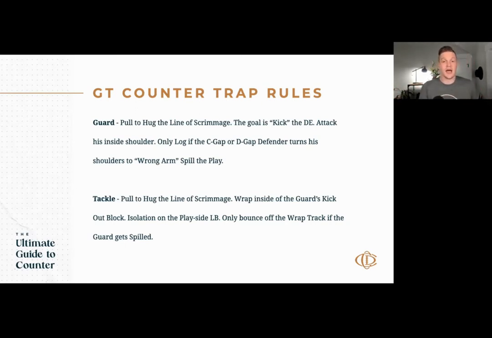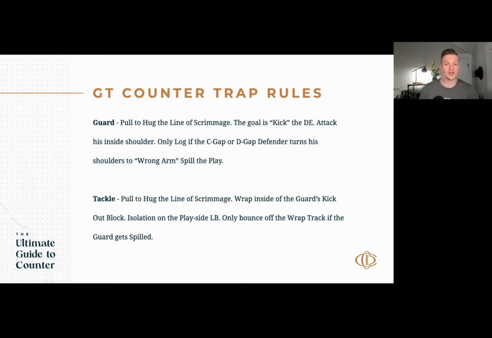So GT counter trap. Now, again, I'm all about clarity. I want to see a clear picture of how we're going to get things done when we're running counter. So if we call counter trap, the goal is to kick out that edge defender. The only thing that would keep us from kicking him out is him going crazy wrong arm and just diving underneath that block to spill it. So we pull to hug the line of scrimmage. We try to kick out, get the inside shoulder. And again, we're only going to log that C or D gap defender if he turns his shoulders and wrong arms.